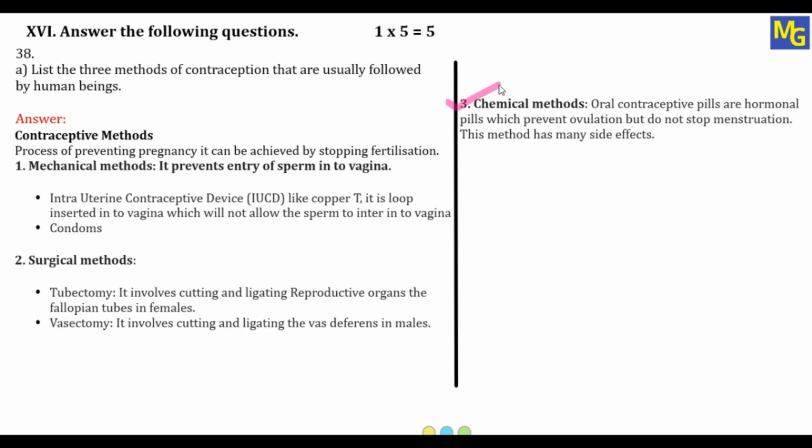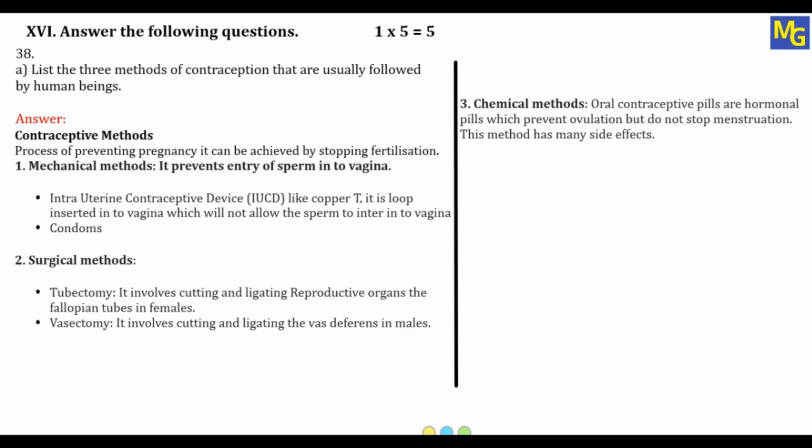The third method is chemical method, where oral contraceptive pills are hormonal pills which prevent ovulation but do not stop menstruation. So chemical methods, as the name indicates, here oral pills will be taken by the female which will prevent the ovulation, but it will not stop the menstruation cycle. But this method has many side effects because this will affect the secretion of hormones in the female. So this is the answer for question number 38.